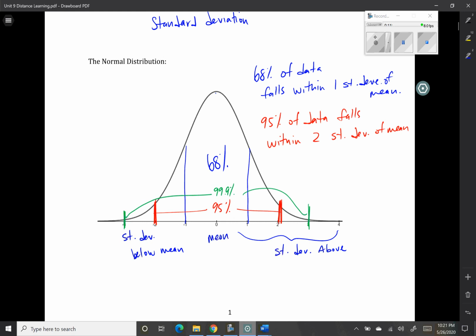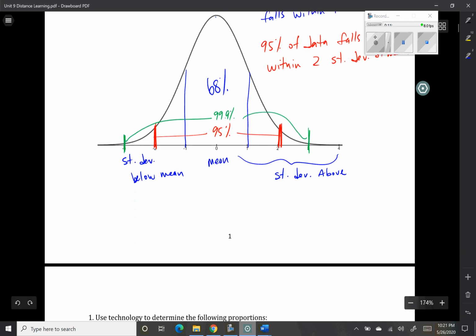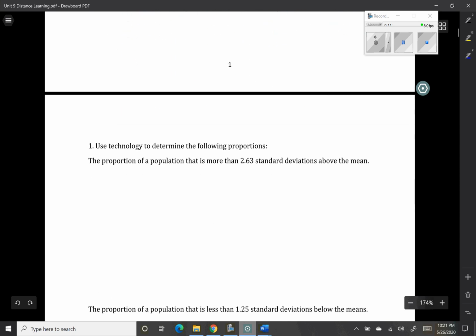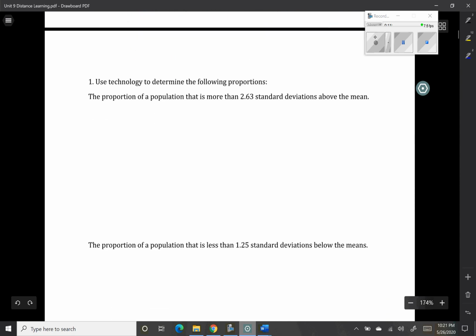So let's take a look at the math that we could actually do with this. Now that we know a little bit of background about what a distribution is and what the normal distribution does for us, we can do some things with some math. So it says use technology to determine the proportion of a population that is more than 2.63 standard deviations above the mean. So to do this, we have to use our calculator. So let me pause my video here and pull up my calculator so we can use it.